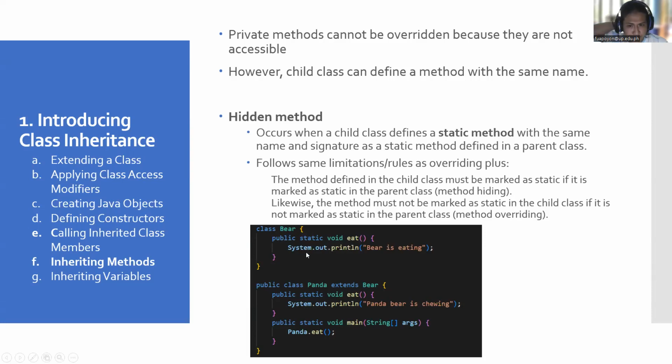So here we have an example. Bear has your static void eat, which just prints bear is eating. We have your panda, which extends bear. So this is a subclass of your bear. This redefines your public static void eat. So same signature, same static, same name, same parameter list. But this one prints panda bear is chewing. So if we call that in your main, let me check if I have an example for that.